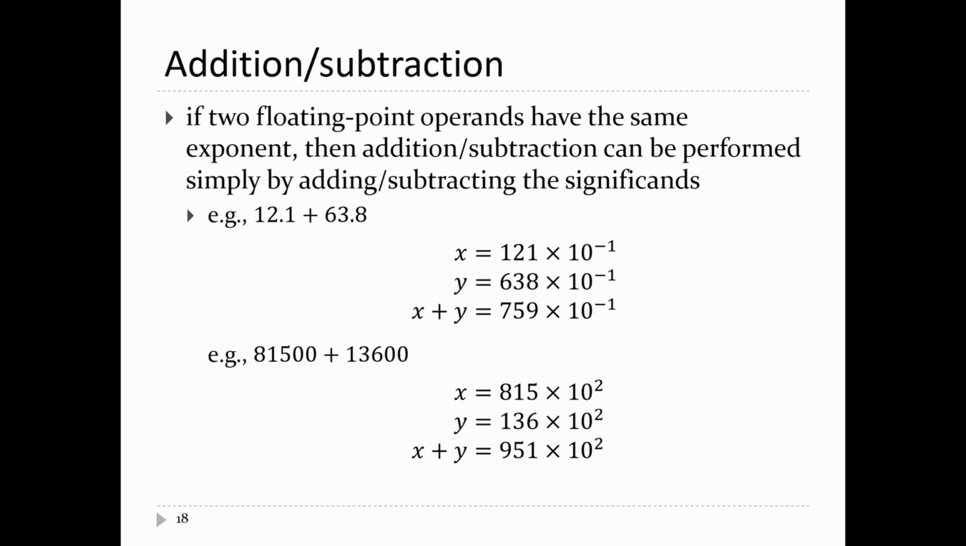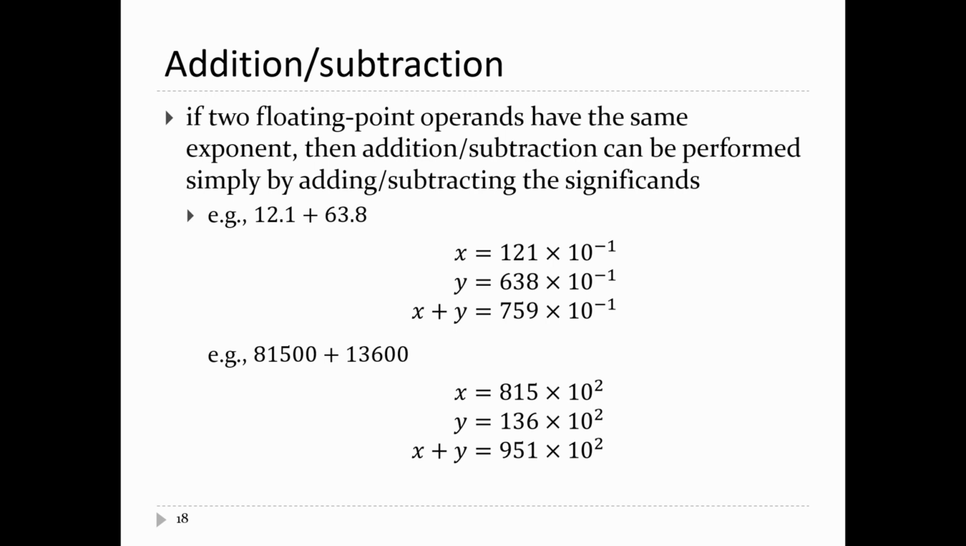Okay. So how does addition and subtraction work with floating point values? The way it works is you write out your two values that you're adding or subtracting using your floating point format. So here I've got 12.1 and 63.8. 12.1 in our floating point format is 121 times 10 to the minus 1. 63.8 is 638 times 10 to the minus 1. The exponents are the same here, so I can just add the two numbers just like you would in grade school. Add those two values, it's 759 times 10 to the minus 1.